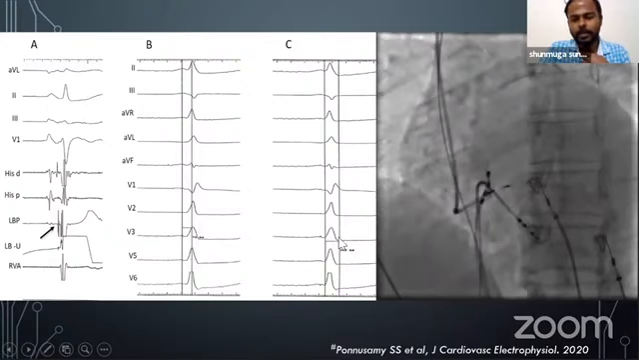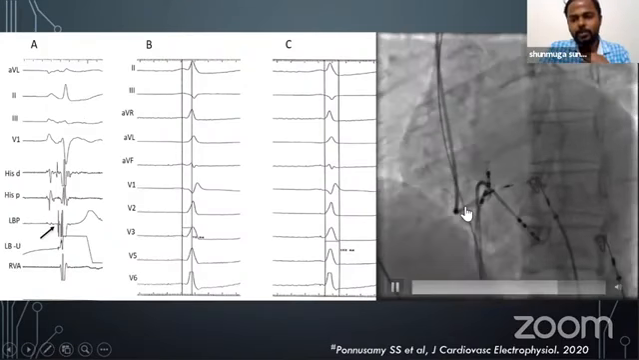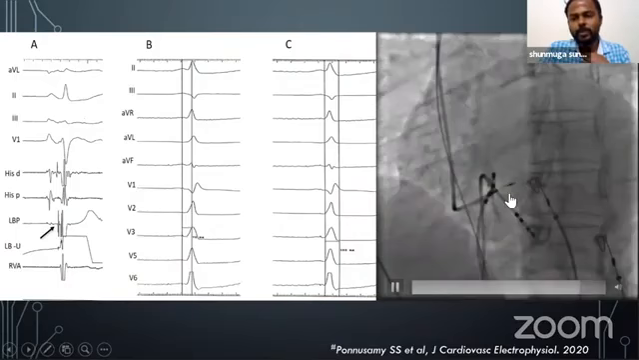The paced QRS is around 100 milliseconds. So once it is done, we can do an angiography using probably 1 to 2 ml of contrast to show how deeply you have entered into the septum.